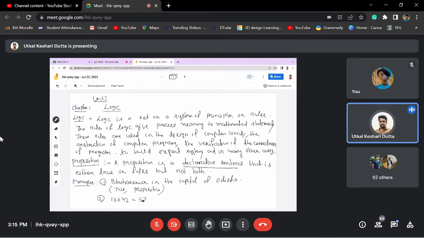Truth value means it may be true or it may be false. Either true or false. So it is false, and so it is a proposition. Those sentences that are not declarative sentences are not propositions, and those sentences which are neither true nor false are also not propositions. Okay.